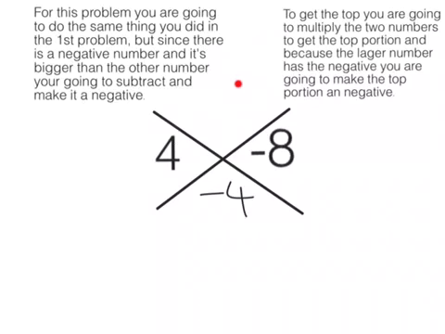And to get the top portion, you're going to multiply 4 and negative 8. And once again, because negative 8 is larger than positive 4, your answer is going to be a negative. So your answer is going to be negative 32.